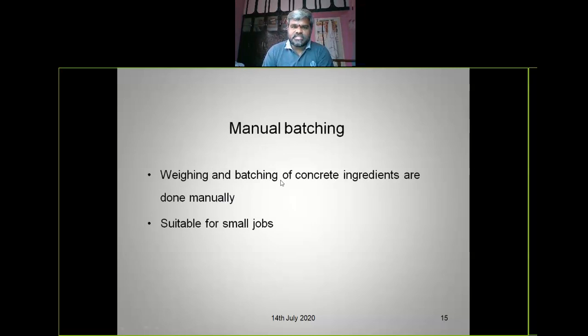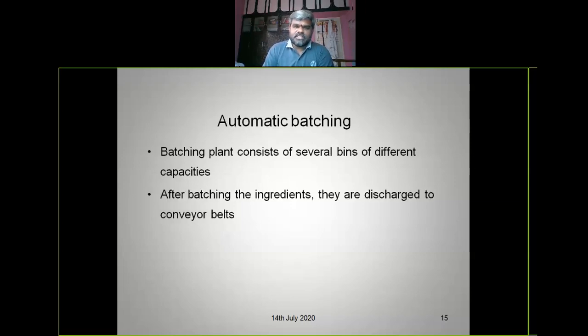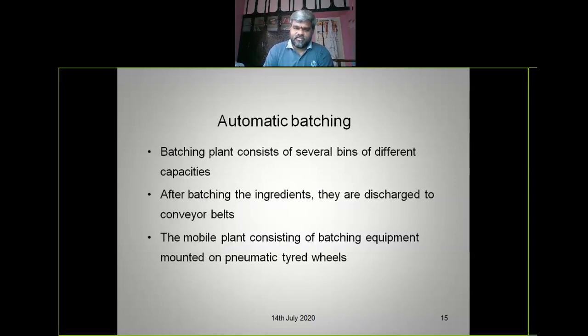So manual batching is taking the material by weighing, or batching of ingredients done manually, suitable for small jobs. Generally, volumetric batching will be done in manual batching. Right. So automatic batching is taken by weighing batches.